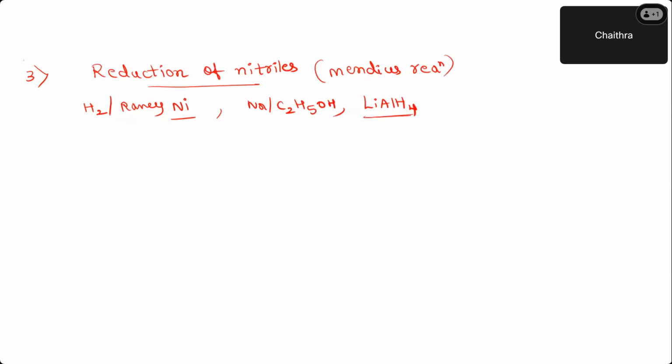Okay, so let us try to understand this reaction. What is the general formula of a nitrile? I'll write it as RCN. I'm taking an alkyl nitrile only, so this is called an alkyl nitrile. Between carbon and nitrogen there is a triple bond. Now what I have to do? I have to do reduction.